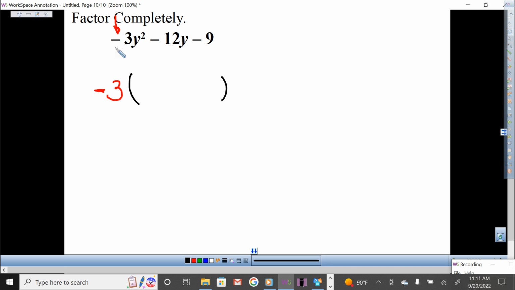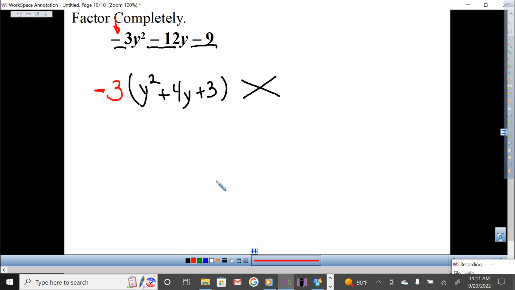So let's see. What is negative 3 divided by negative 3? 1y squared. What is negative 12 divided by negative 3? That's positive 4. Bring down the y. And what is negative 9 divided by negative 3? Positive 3. All right, and from there, we continue with our process.